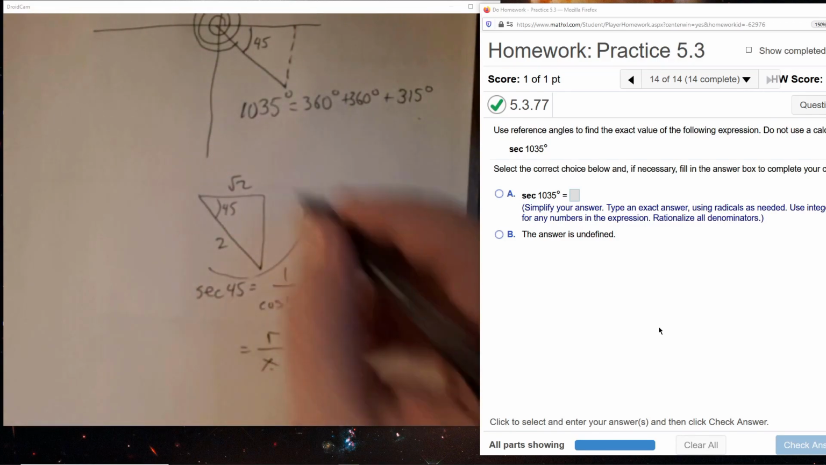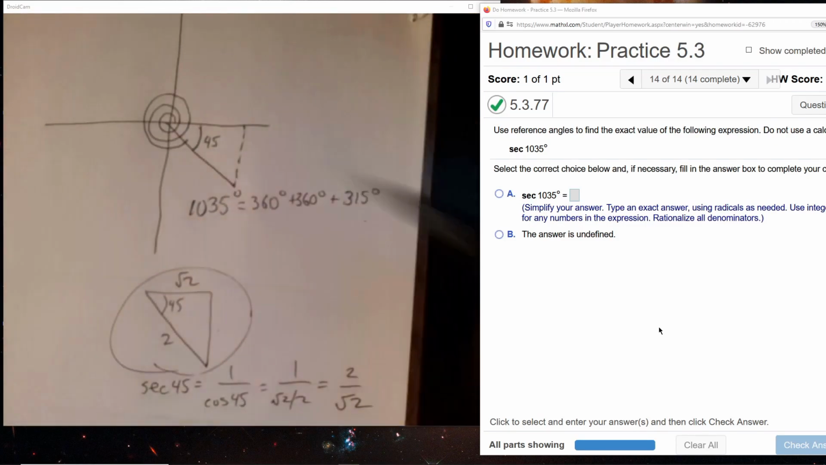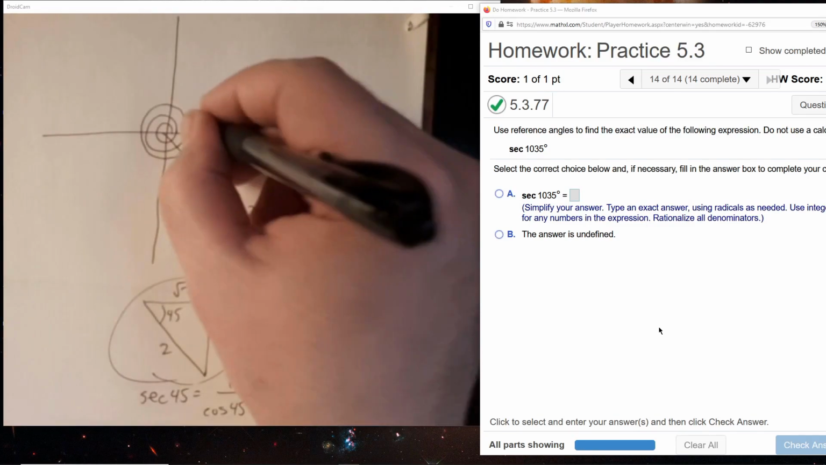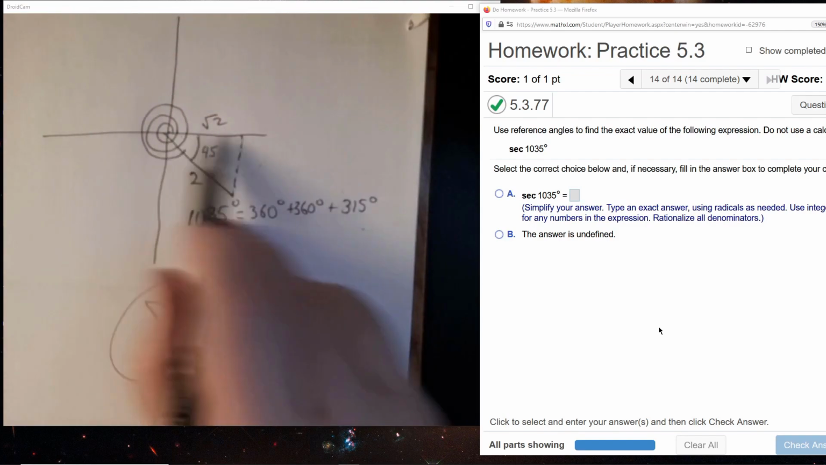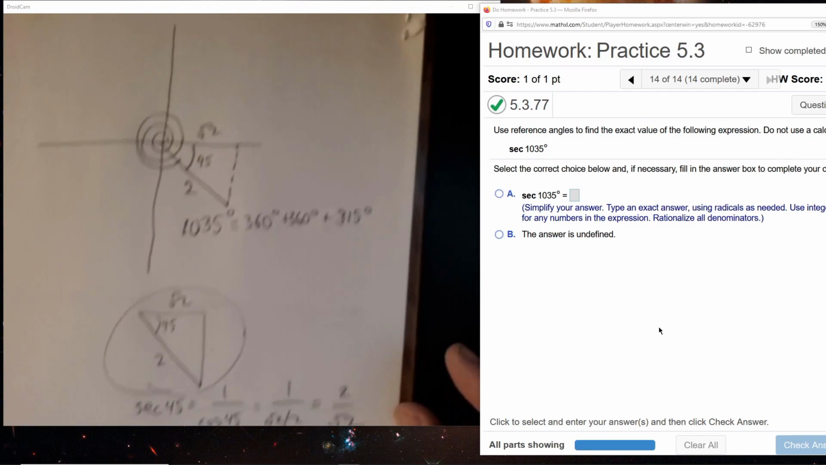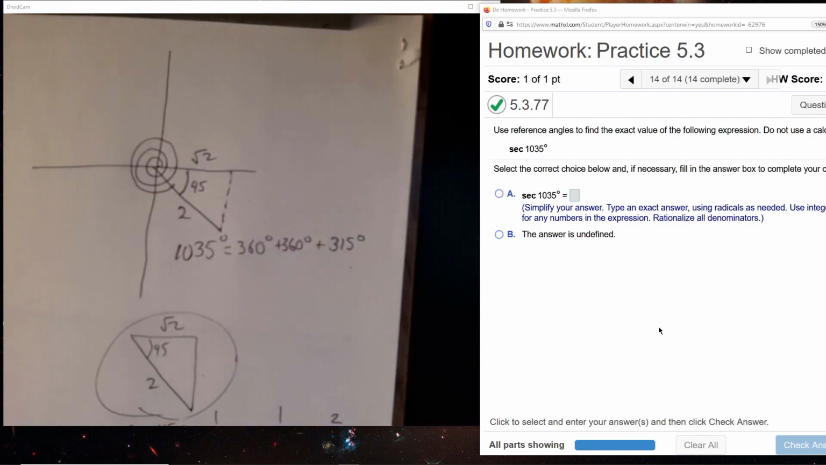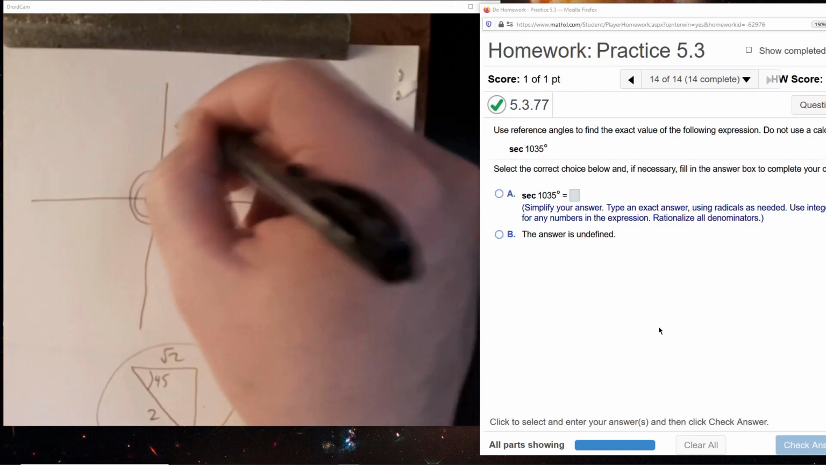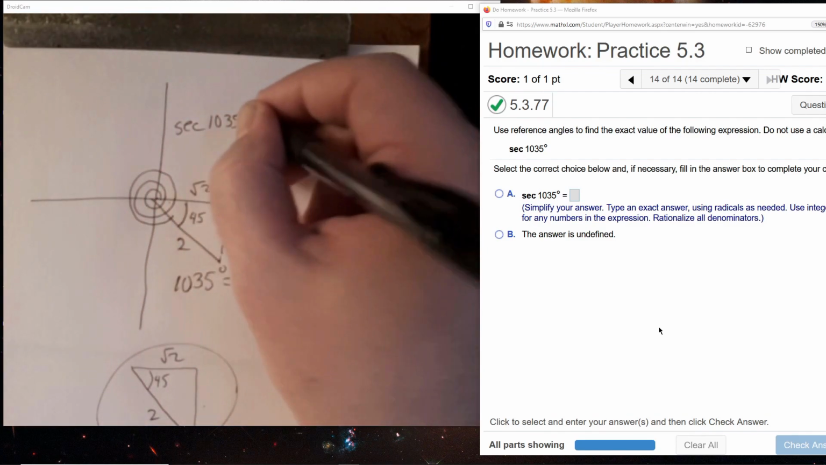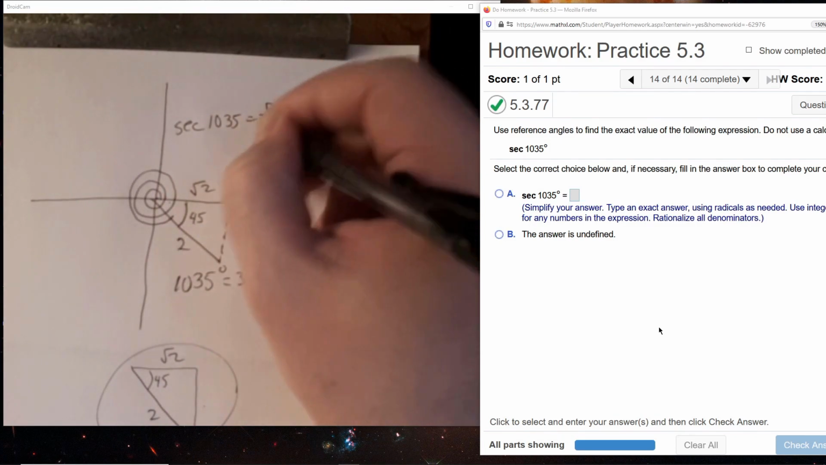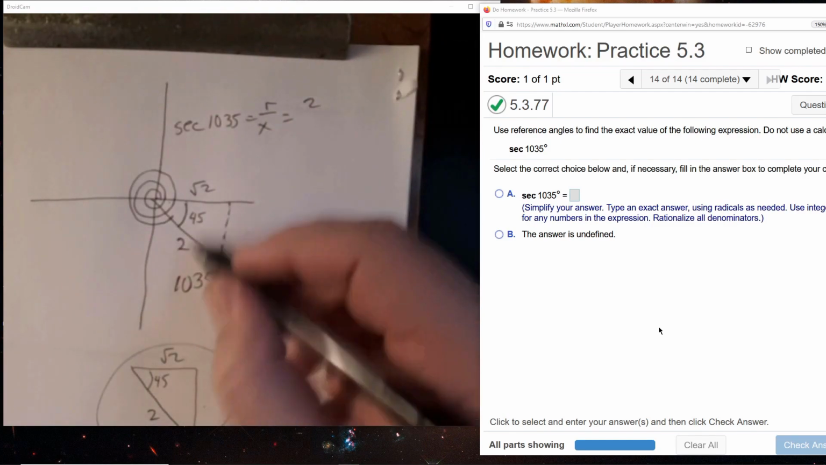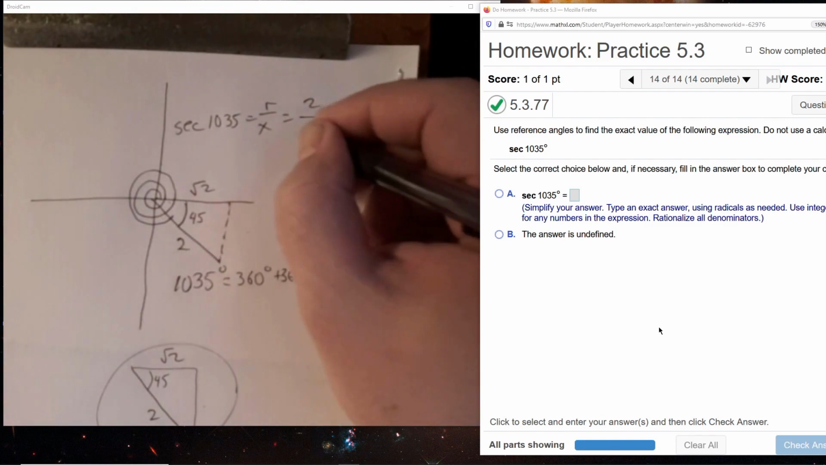We'll then take our picture, put it back onto the coordinate system to see if any of the numbers change sign. And they don't, because this leg is in the positive x direction. And so we have our numbers. So if we look at secant of 1035, which we know is r over x, and we have r is 2, and x is square root of 2.